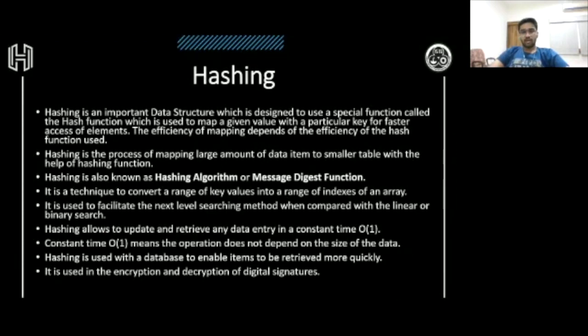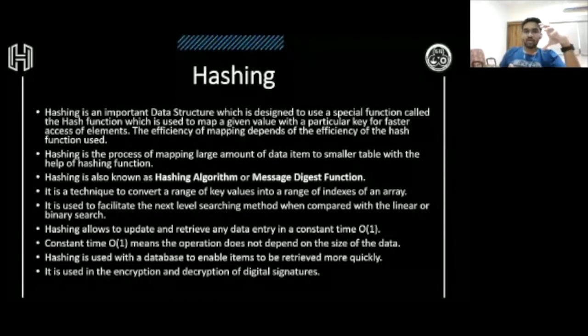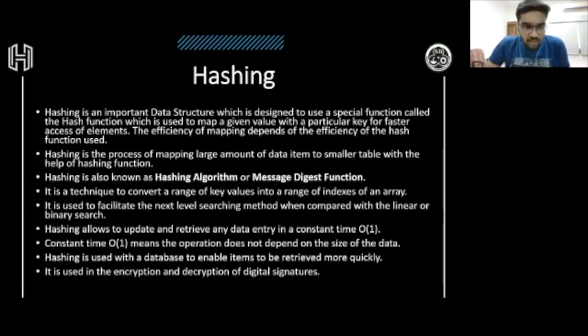That is a definition in words of what I explained using the example of the contents or index of a book. There are a large number of contents and a large number of pages in our book. So you make an index at the start of the book, so that every time you want to search something, you search the contents and move on to your required page number. It is used to facilitate the next level of searching when compared with linear or binary search.